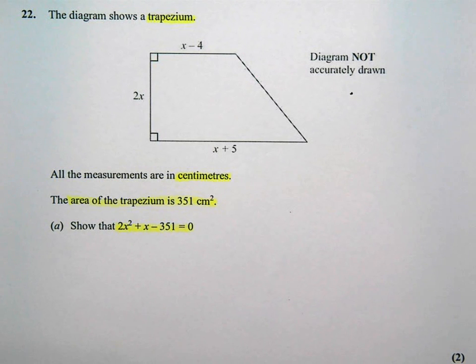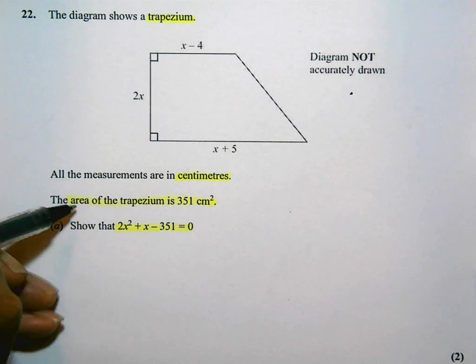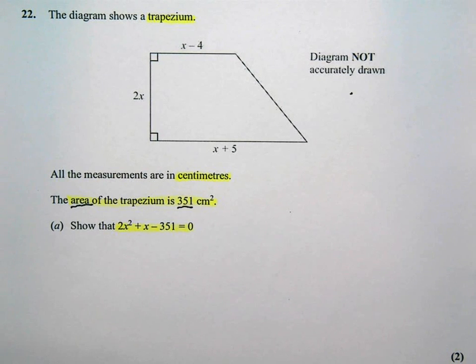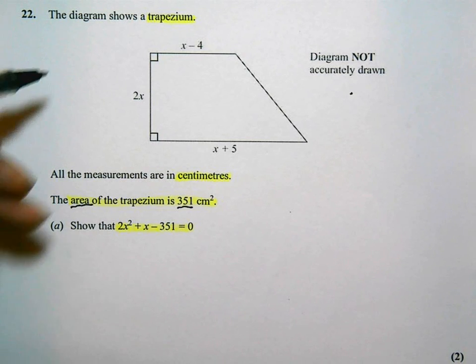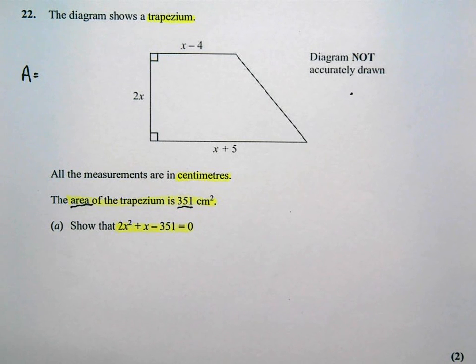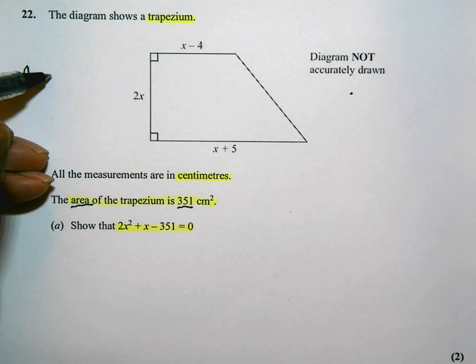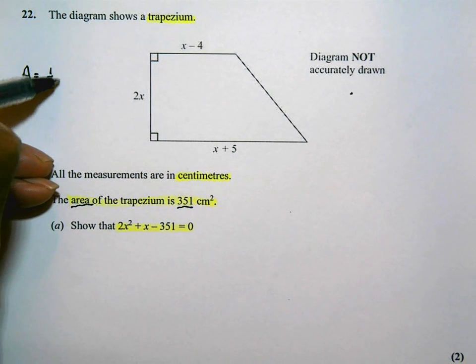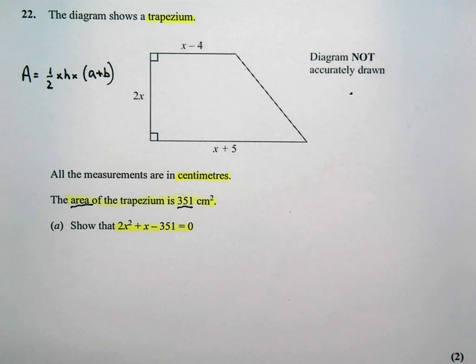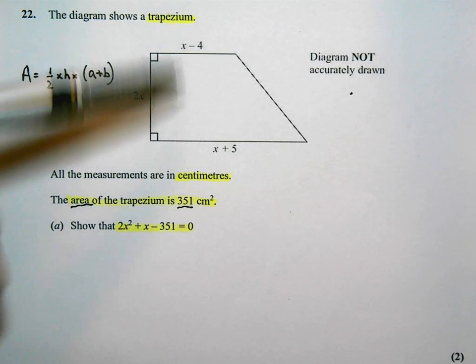Now, if you've done or practiced questions of this type already, you should be familiar with what you need to do. The question gives us the area of the trapezium as a number value, 351 centimeters squared. And that's a guide as to what you need to do. You need to use the formula for the area of a trapezium. Now that is in the formula section of the exam paper. It's one of the few formulas you're given. And the area for a trapezium is a half times the height times A plus B. And A plus B are the lengths of the parallel sides.